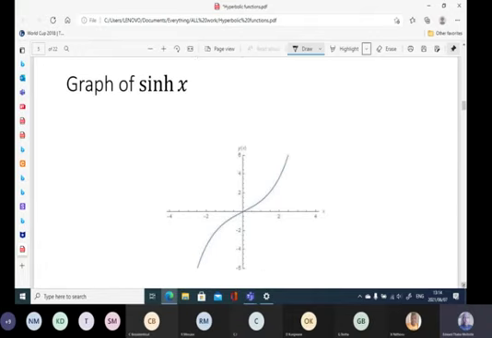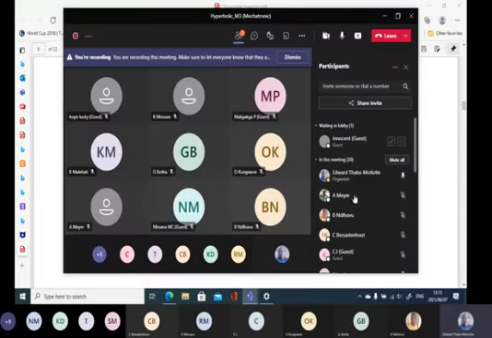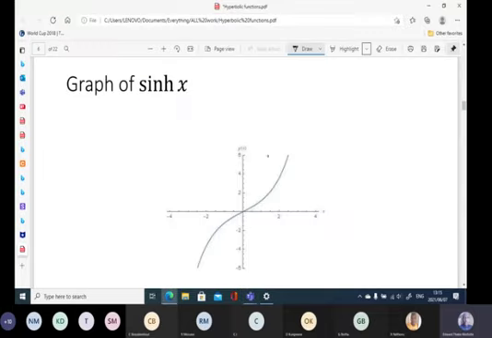And the graph of sinh x looks like this. This is how you plot the graph of sinh x. This is a standard graph, so you can get it almost everywhere. You search on the net.